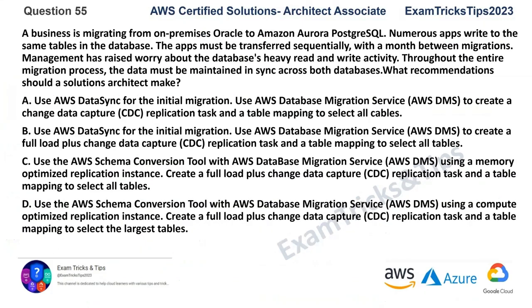Question number 55. A business is migrating from on-prem Oracle to Amazon Aurora PostgreSQL.